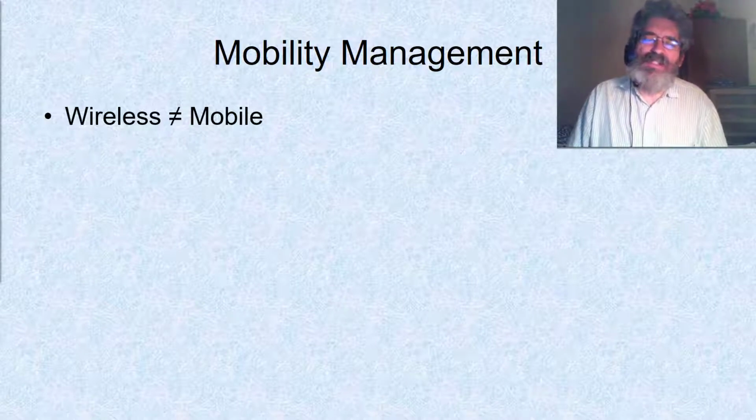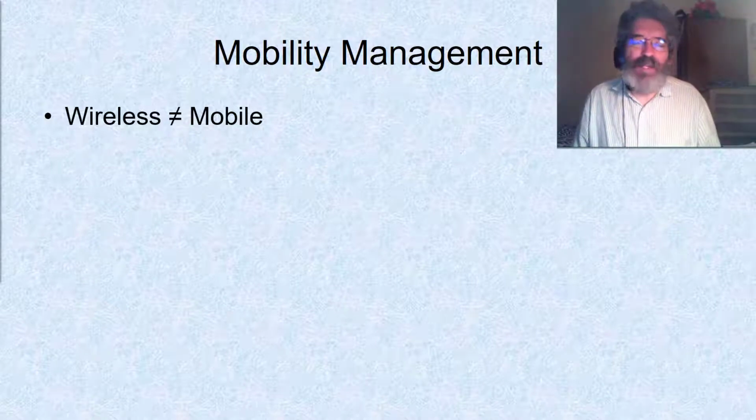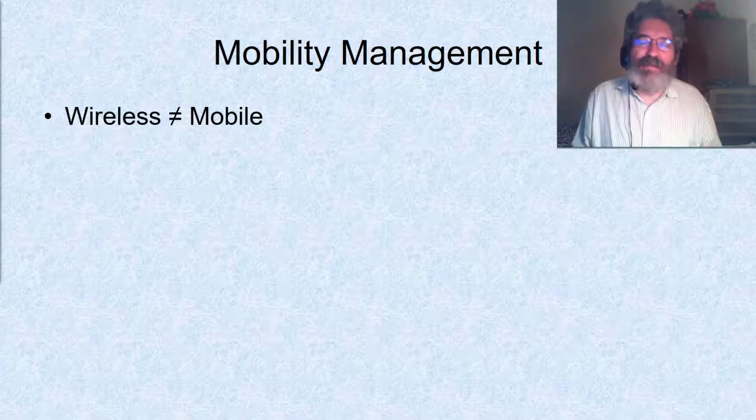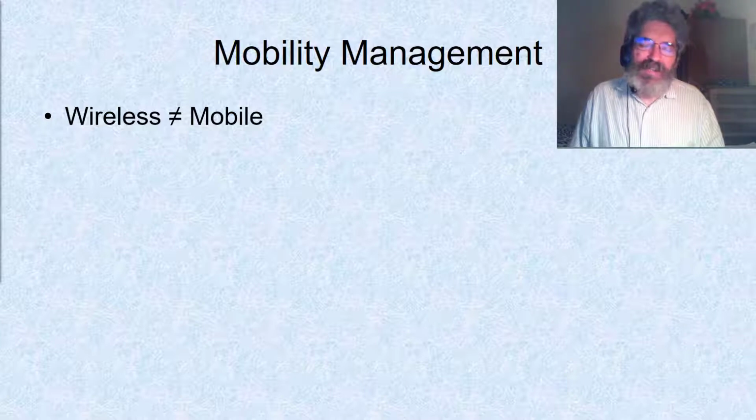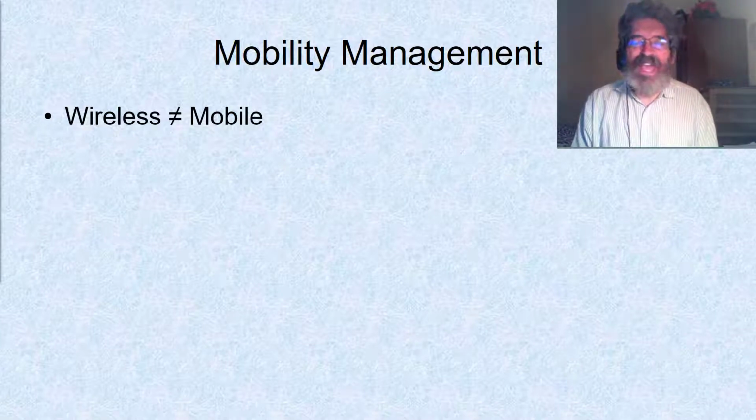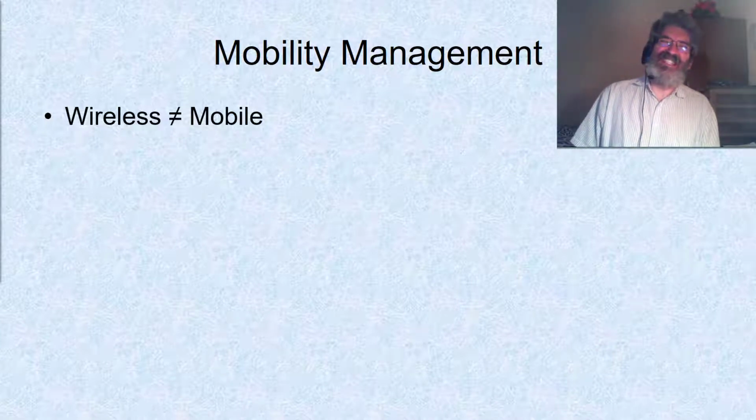If I'm just in a house, taking my smartphone or laptop and walking from, say, the living room to the dining room table, I'm mobile from my perspective, but I'm still talking to the same access point. So the network itself doesn't really see it as mobile.